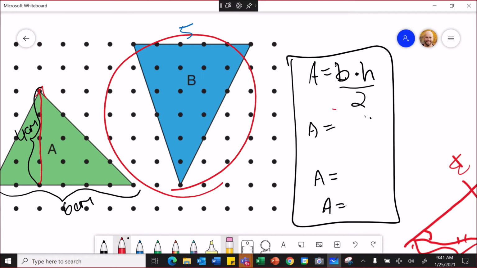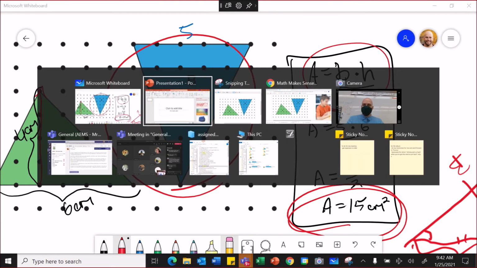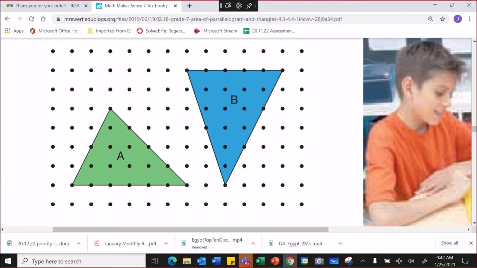This is the first thing you should have written. All right, so what's the base? We got the 5. The height was 6 over the 2. 5 times 6 equals 30 over 2. And 30 divided by 2 equals 15 centimeters squared. And that is our answer. Who had 15 centimeters squared? Very well done. Excellent.